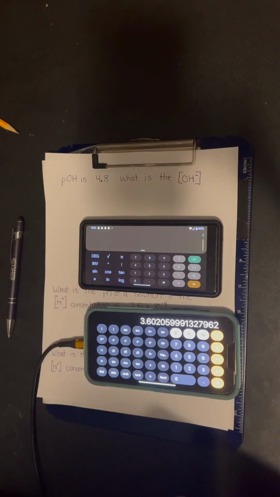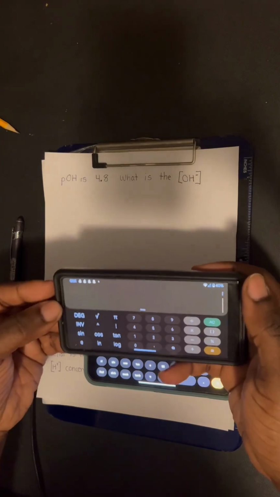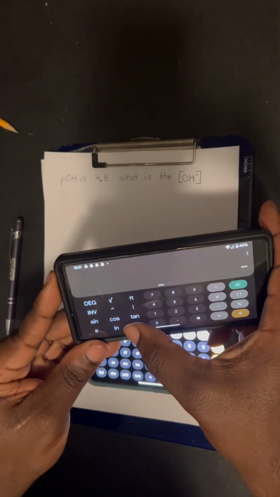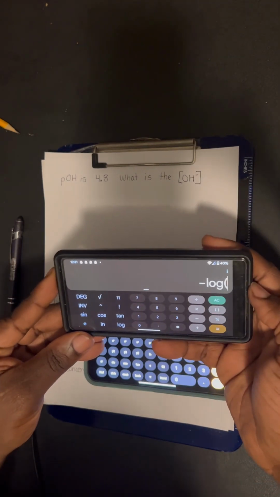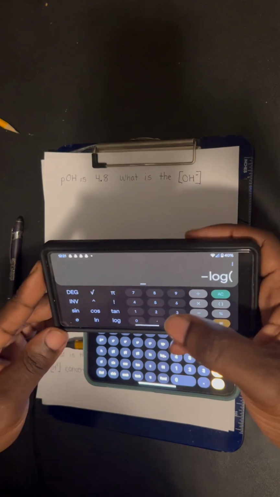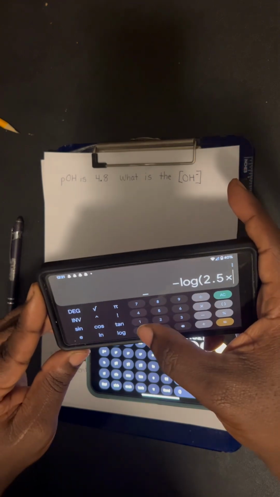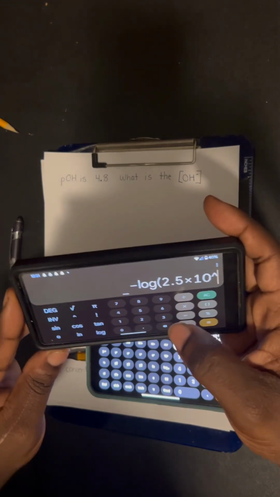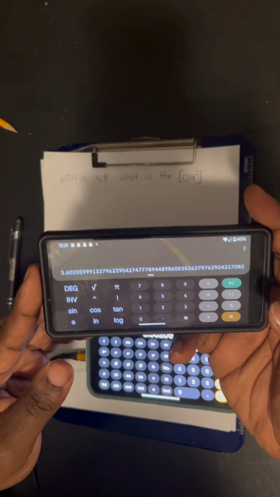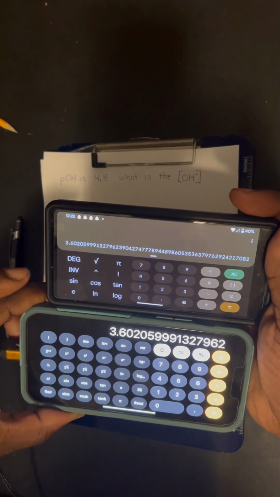So now let's do it on the Android calculator. See, the Android calculator is just like a scientific calculator. It has the log button. So you're gonna push negative log, and the parentheses is gonna open up. Then you're gonna just type in the number: 2.5 times 10 to the negative 4 power, and let's see if we get 3.6. Yep, you get 3.6025. So if you look, you get the exact same number.